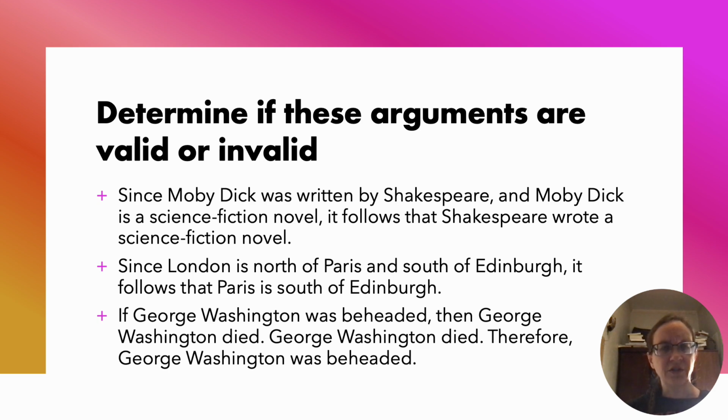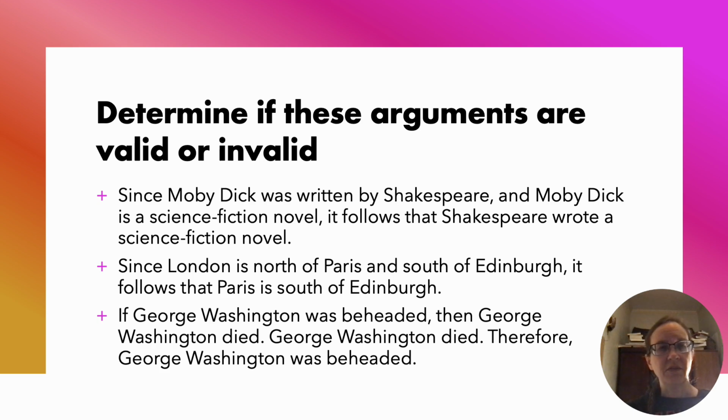Last one is kind of odd too. If George Washington were beheaded, then George Washington died. George Washington died, therefore George Washington was beheaded. This is a really common fallacy, and it's made more obvious here by the fact that we know that George Washington wasn't beheaded, but again, we don't want to look at the conclusion first.